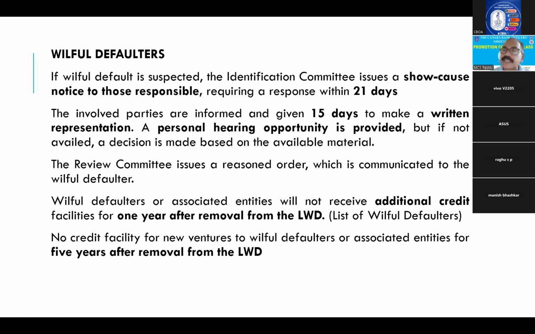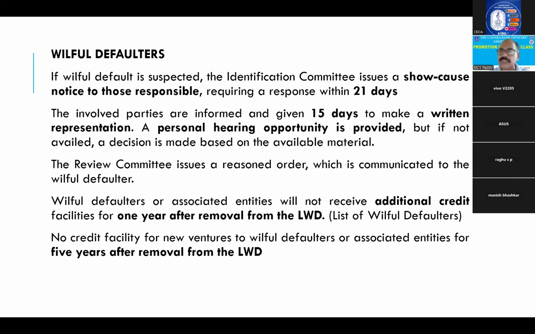So if he meets that definition, immediately that will be referred to a committee, headed by the head of the department. They will take a decision first. And if that committee takes a decision, it will be referred to the review committee, at the next higher level. That committee will call that person, and whatever the person submits, if they are satisfied, okay. Otherwise, if they are not satisfied, it will be declared as a willful defaulter.